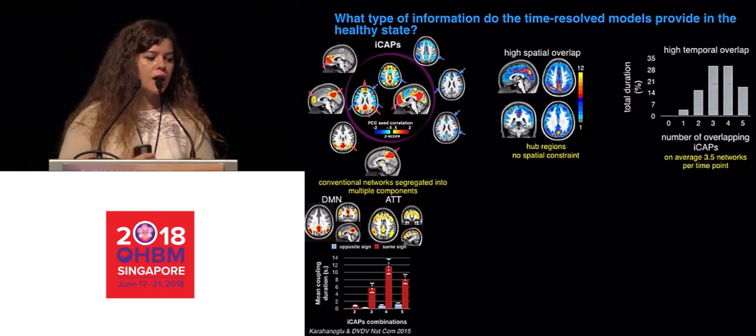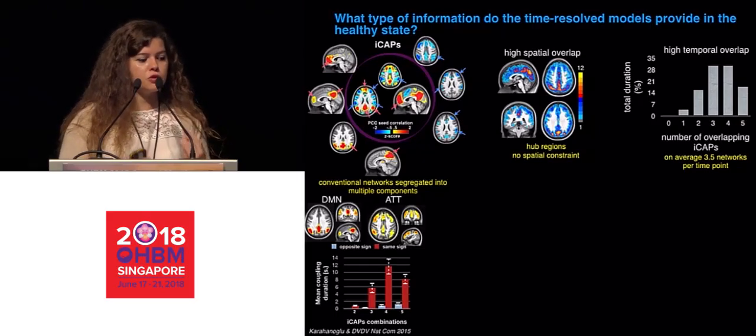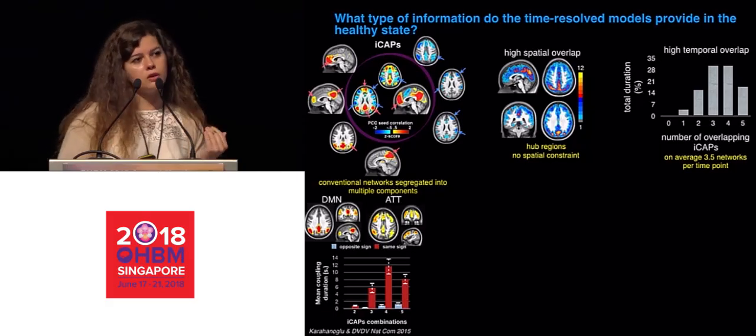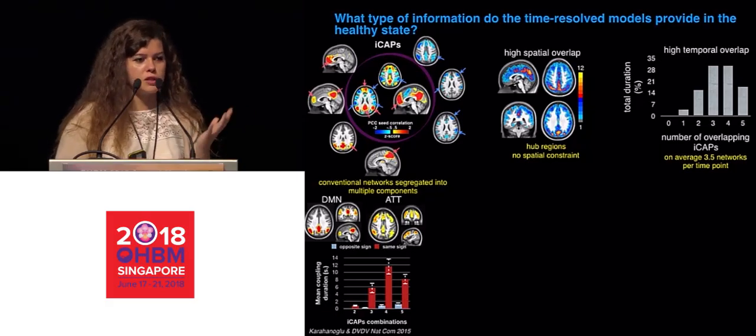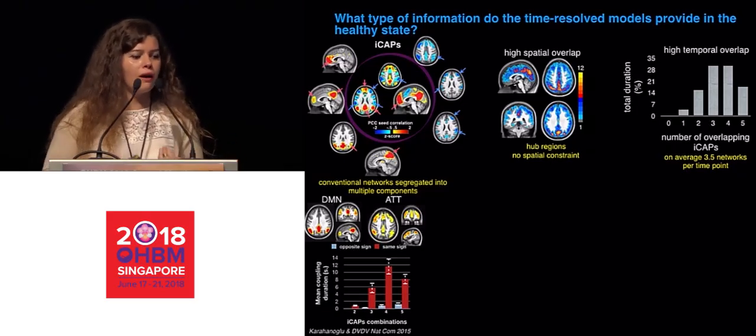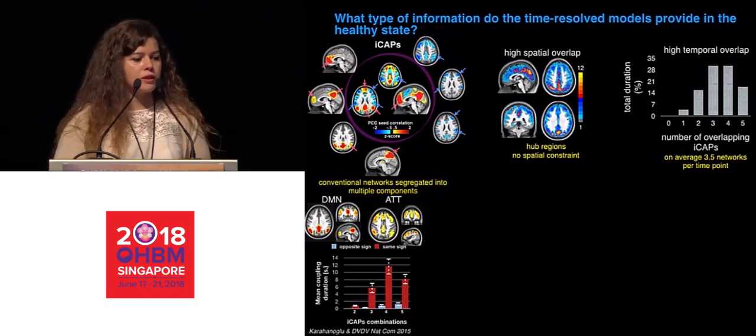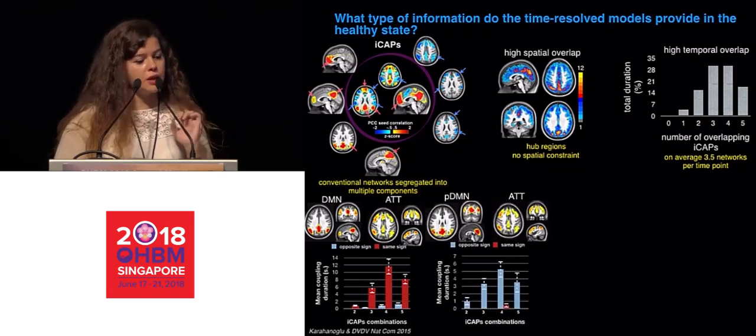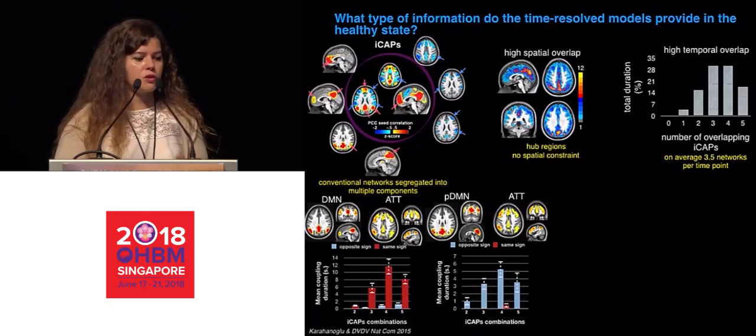I just want to give an example. This is the temporal coupling between the full DMN, default mode network, and the attention network. What we see here is that in all ICAP combinations where these 2 networks appear, they always appear with the same sign. So they are positively correlated. If we look at another ICAP, which is representing the posterior default mode network, we see for all subjects, it's consistently negatively activating with the attention network.